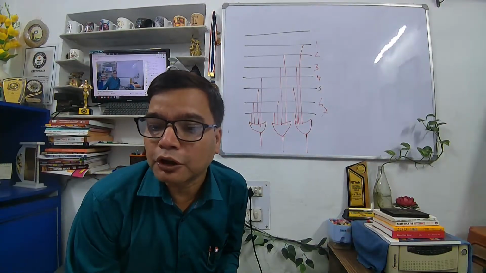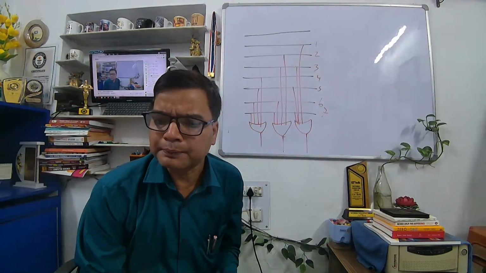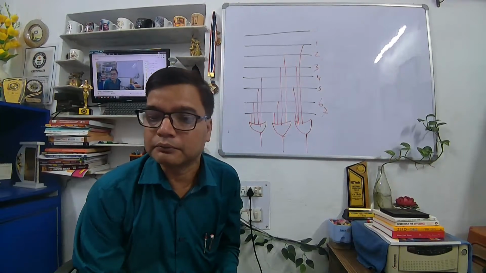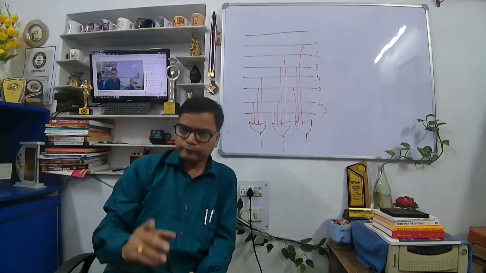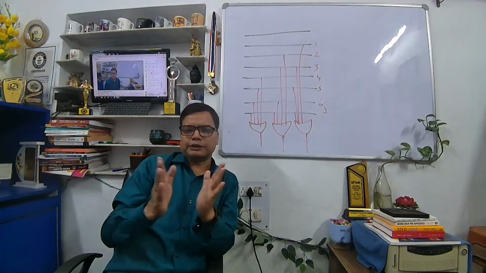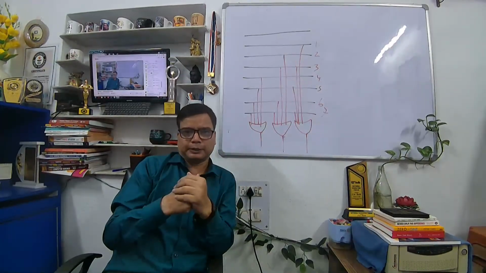Sir, K map in short, please explain. I explained K map, not in short, in full I explained. Okay, I'll explain it again. K map, as I told, it's used to reduce the Boolean expression.